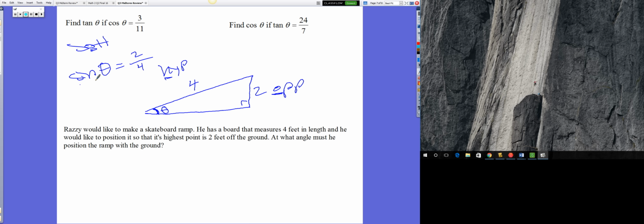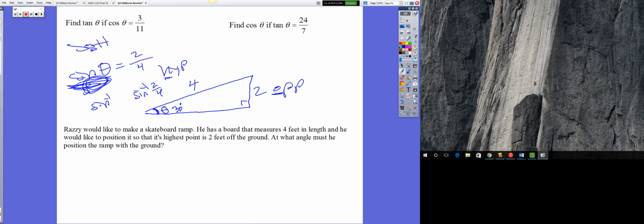So now let's find theta. Let's ditch the sine. So it's not divide, it's inverse. To undo trig, you gotta do the inverse. So it's sine inverse, the inverse of sine, 2/4. Punch that in, and you should get 30 degrees. And that is it.